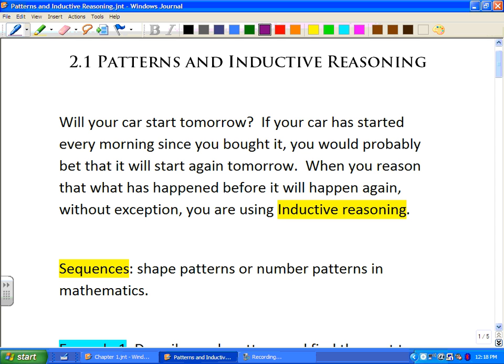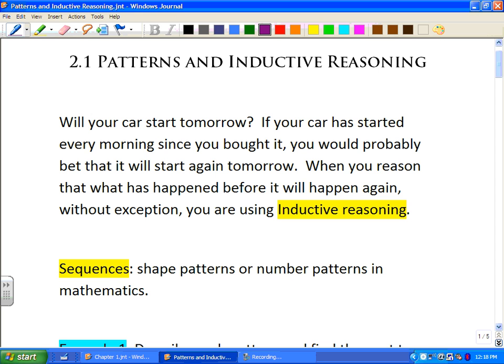Now, what we're going to do is take patterns and turn them into inductive reasoning, which you also do all the time. Okay? We use an example to define inductive reasoning. It says, will your car start tomorrow? Well, if that's the question you pose to yourself, you start thinking back. Okay? Well, my car has started every single morning since I got it. So if it started every single day, you can assume that tomorrow morning when you wake up, your car is going to start.